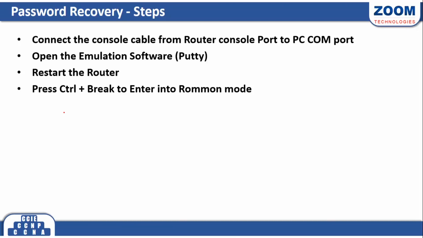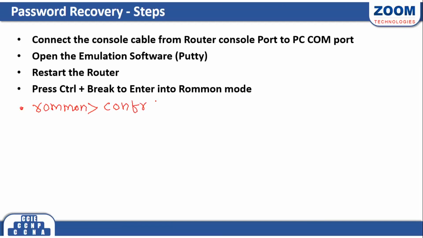ROMmon mode is similar to the BIOS of your PC actually. How to get ROMmon mode? Restart the router and press the Control Break key within 30 seconds, and then you can get into ROMmon mode. In ROMmon mode, you can change the register value. How to change the register value? ROMmon mode will look like this: rommon greater than symbol. You can use this command.